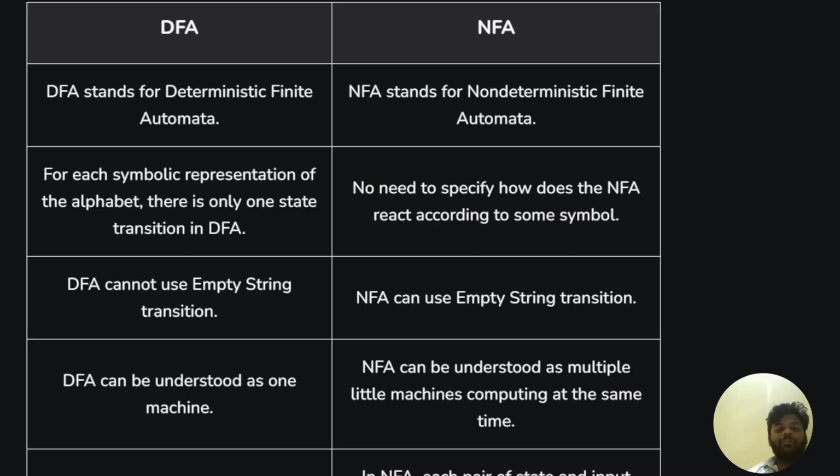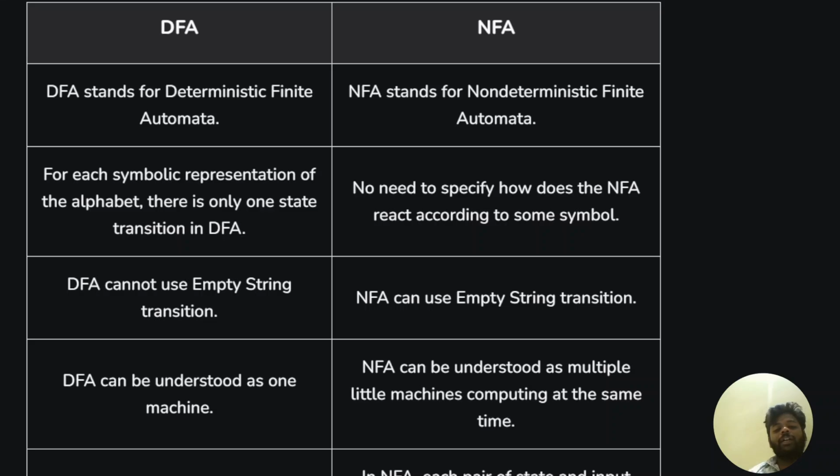Difference between DFA and NFA. DFA stands for deterministic finite automata, whereas NFA stands for non-deterministic finite automata. In DFA, for each symbol of the alphabet, there is only one state transition. In NFA, there is no need to specify how the NFA reacts to the same symbol. DFA cannot use empty string transition. NFA can use empty string transition.